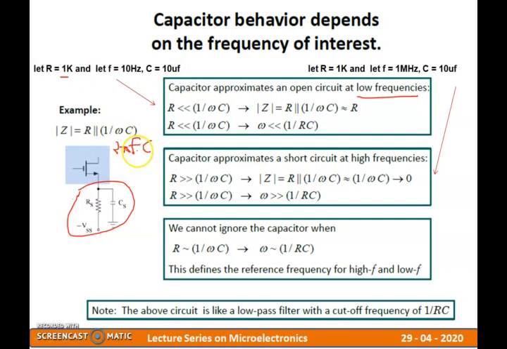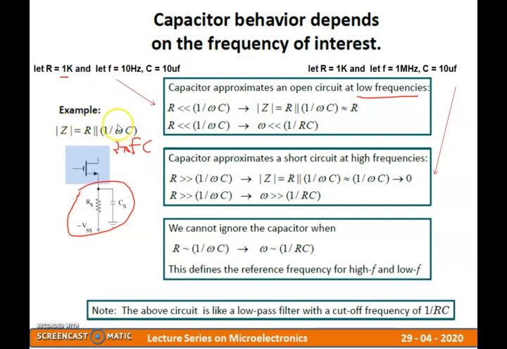1 over 1 microfarad will give me a value of 1 mega. So 1 kilo parallel 1 mega will definitely fetch me a parallel combination resistance of nearly 1 kilo ohm. So basically, a small resistance in parallel with a large resistance will always give a small resistance. So now what is the case over here? This particular term has resulted in 1 mega and this is 1k. So almost I'm going to get an impedance of 1k.